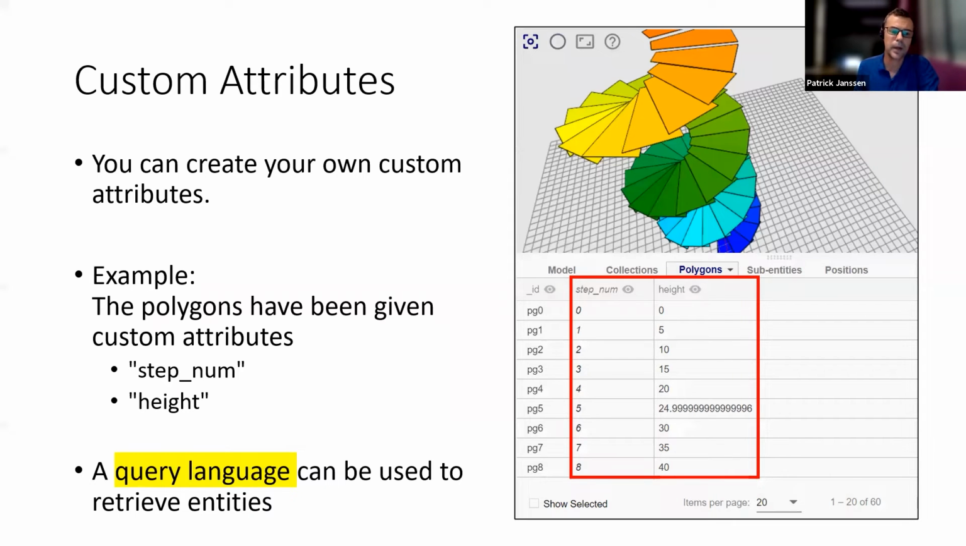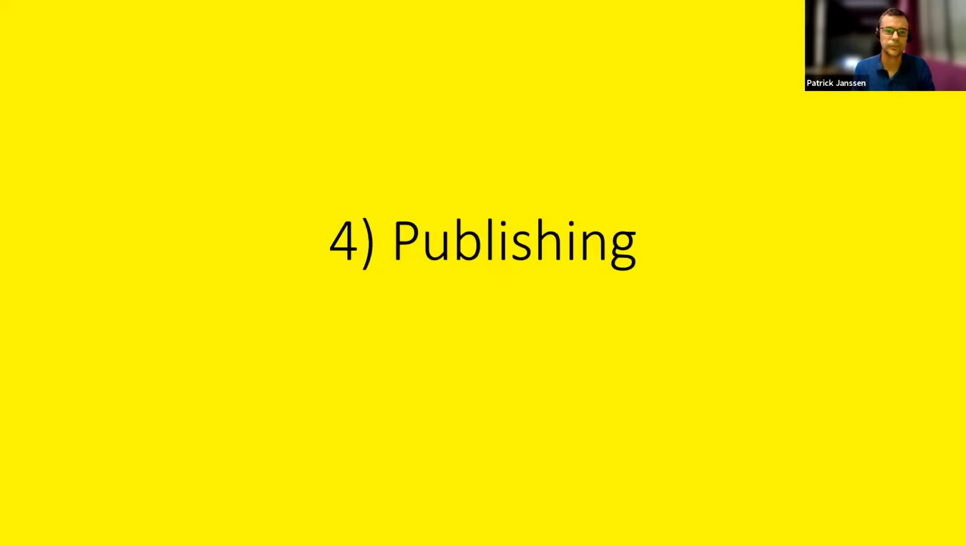So attributes become very powerful, and Möbius has a query language that allows you to query stuff based on those attributes, so you can get stuff out of the model. For example, you can say, give me all the polygons that have an XYZ position where the Z value is greater than 10, and then it will find those polygons for you.